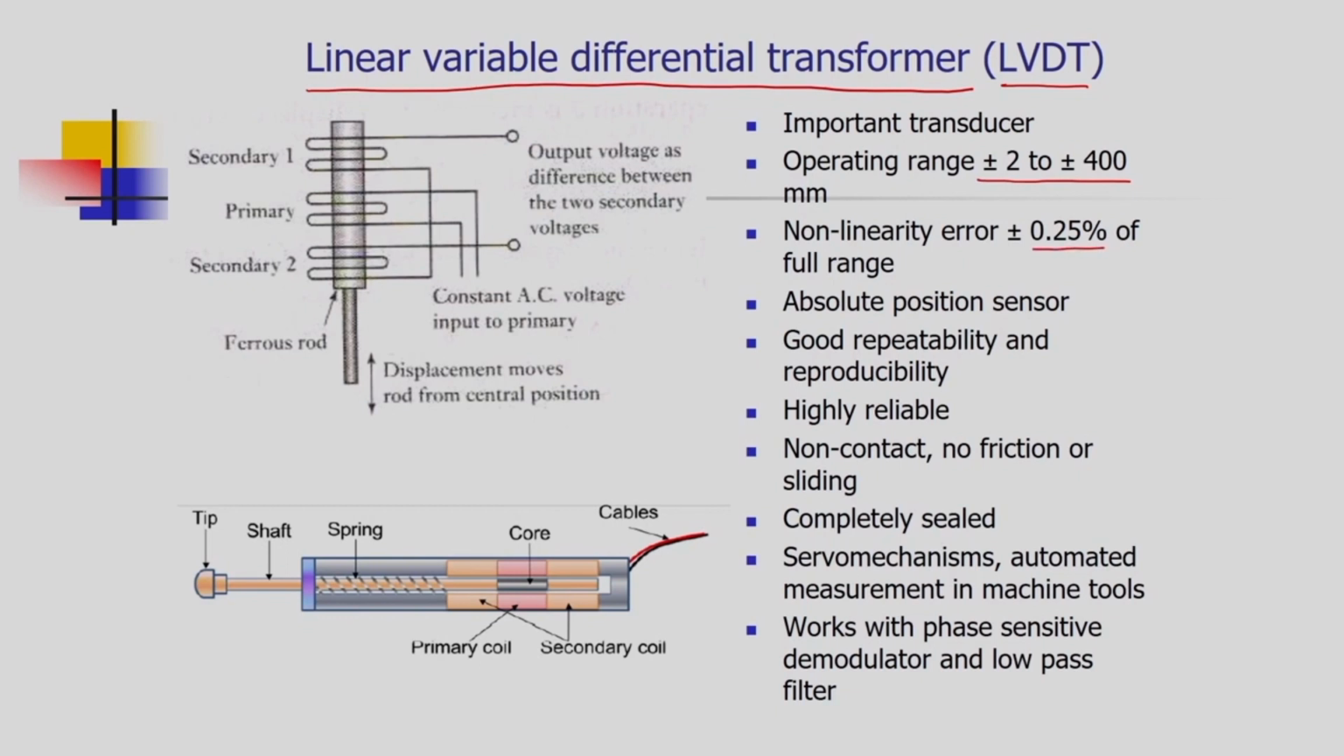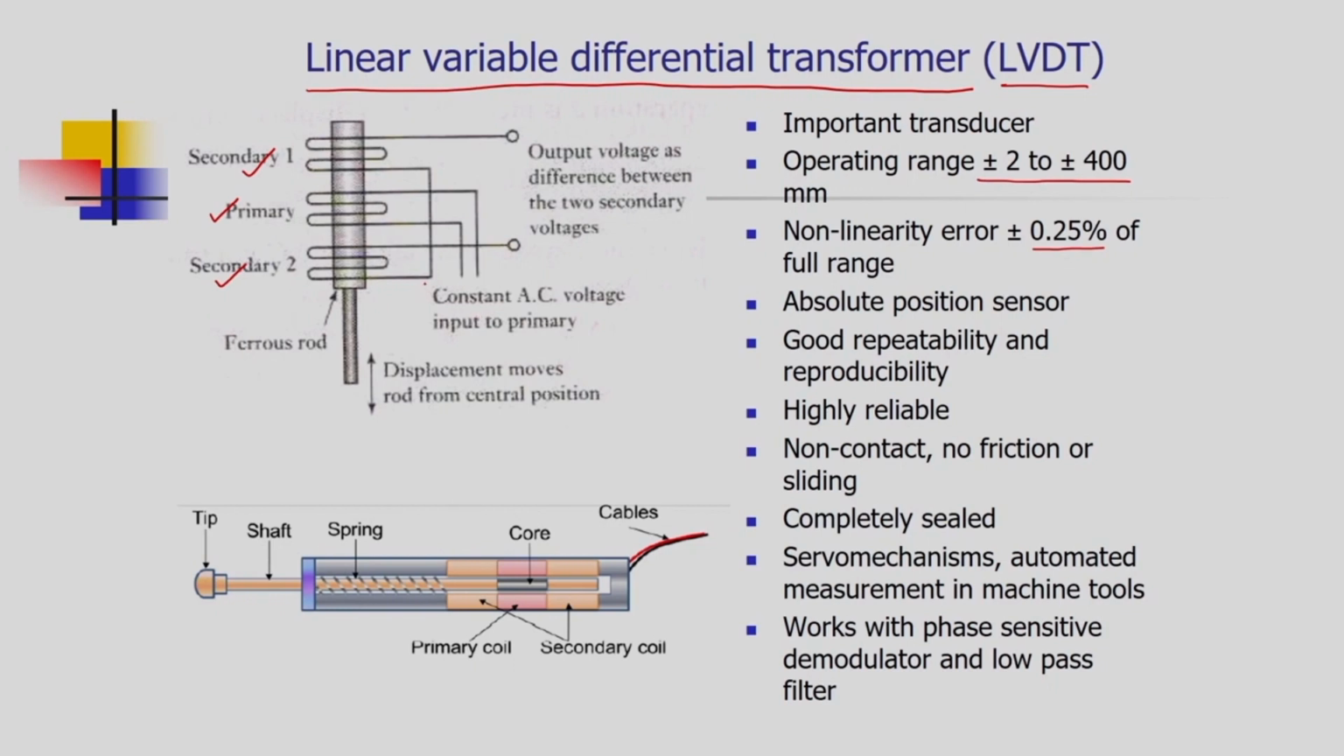Well, the principle of operation is very simple. In a linear variable differential transformer, we are using 3 coils. The first coil is the primary coil, then we have a set of secondary coils, secondary coil number 1 and secondary coil number 2. These 3 coils have an equal number of turns.